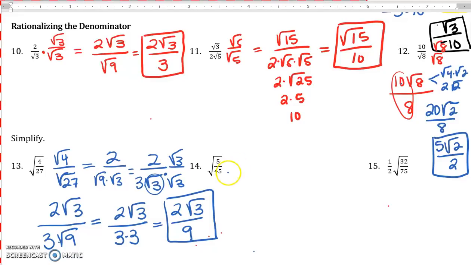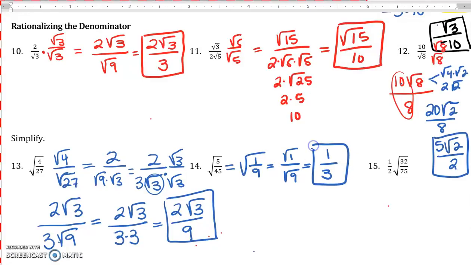All right, number 14. If you look at 5 and 45, neither of those are perfect squares. But if you simplify the fraction, don't you agree I get 1/9? Yeah, and those are both perfect squares, so this problem just got a whole lot easier. Square root of 1 over square root of 9 is 1/3, and you're done. So if you can simplify what's in here before you split the numerator and denominator to make your life easier, by all means do it. Okay?